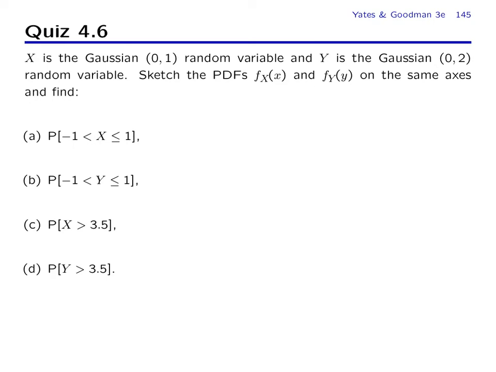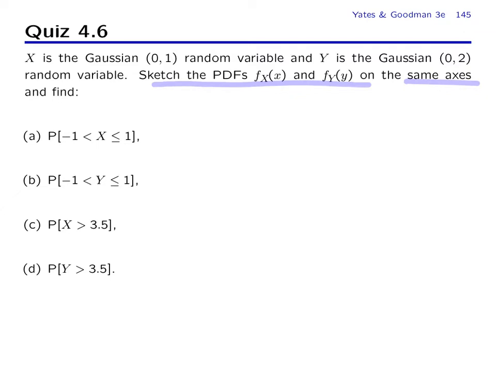So at the end of the last lecture segment, I suggested you try quiz 4.6, and now we'll solve it here in case you had any problems with it. The first thing we're asked to do is sketch the PDFs of x, the Gaussian 0, 1 random variable, and y, which is Gaussian 0, 2, and we're supposed to do this on the same axis.